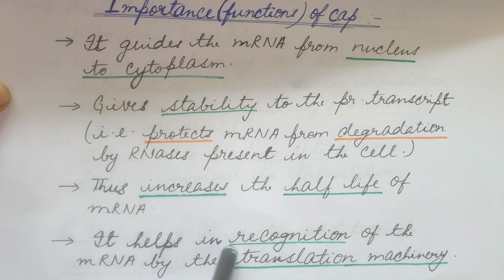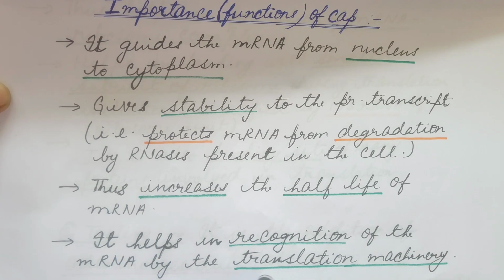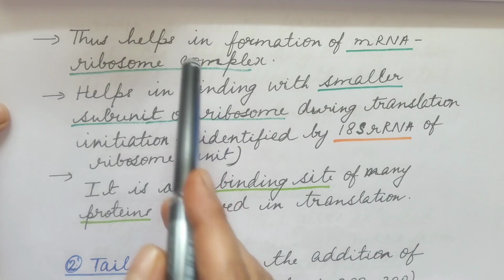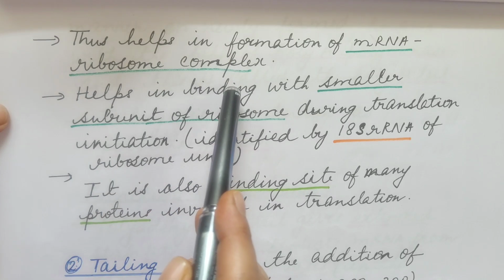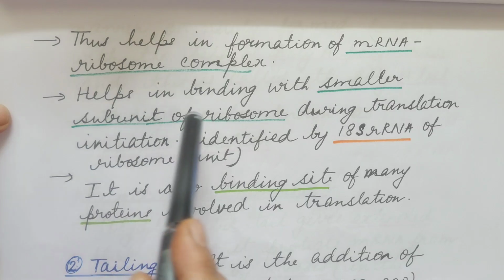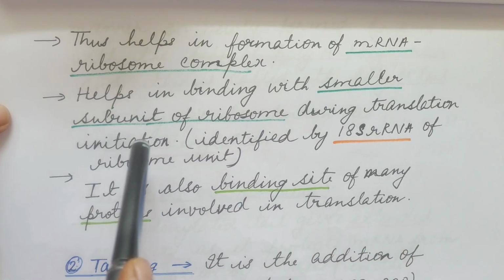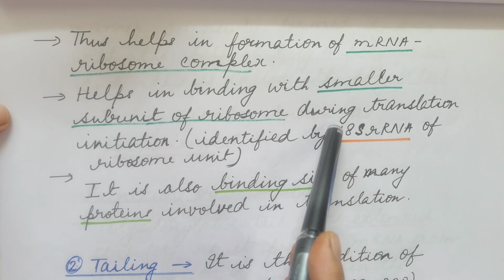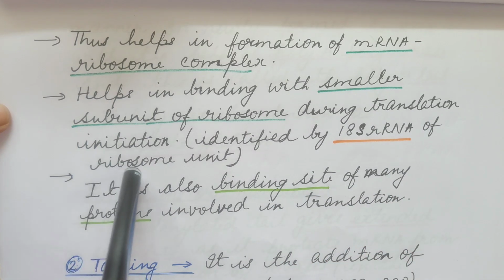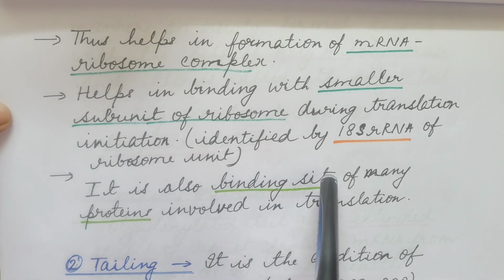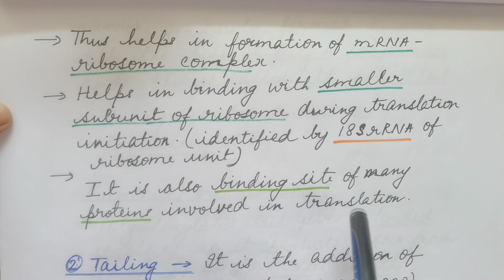It also helps in recognition of messenger RNA by the translation machinery, which is important for the translation or protein synthesis process. It helps in the formation of the messenger RNA ribosome complex. It helps in the binding with the smaller subunit of the ribosome during translation initiation. This is because the cap is identified by 18S ribosomal RNA of the smaller subunit of the ribosome. It is also a binding site of many proteins involved in translation.